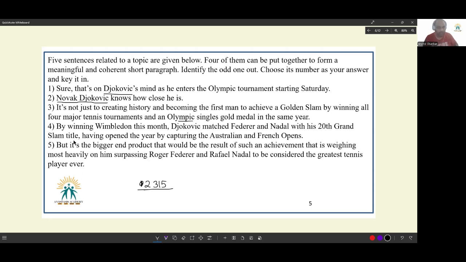By winning Wimbledon this month, Djokovic matched Federer and Nadal with his 20th Grand Slam title, having opened the year by capturing the Australian and French Opens.